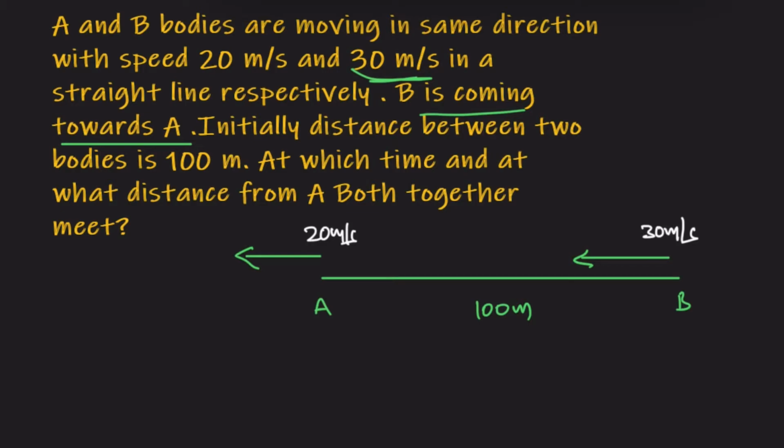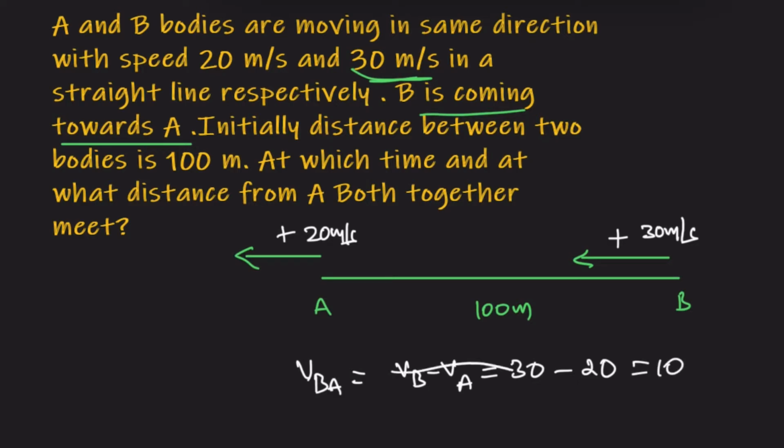I want to take one equivalent velocity of both bodies. So that is relative velocity. So relative velocity of B with respect to A is VB minus VA. So what is the velocity of the B? 30 minus velocity of the A is 20. Both are in the same direction. So I take here positive, then this is also positive. So 30 minus 20, that is equal to 10. So relative velocity of B with respect to A is 10.